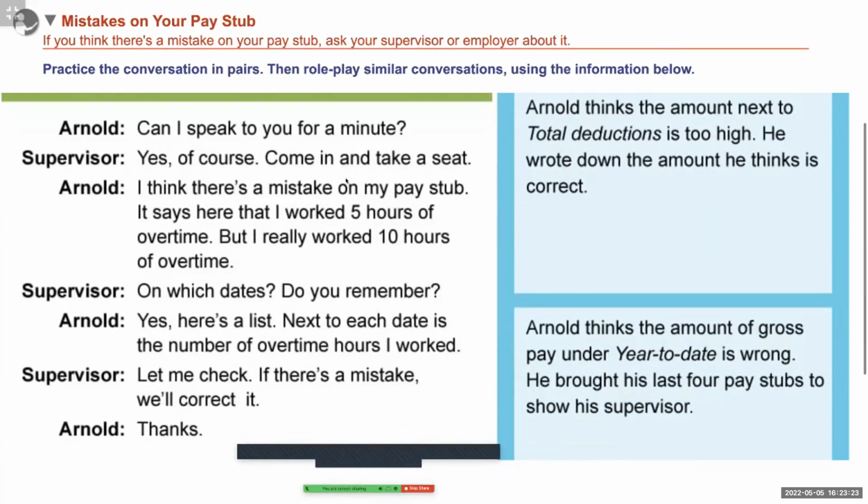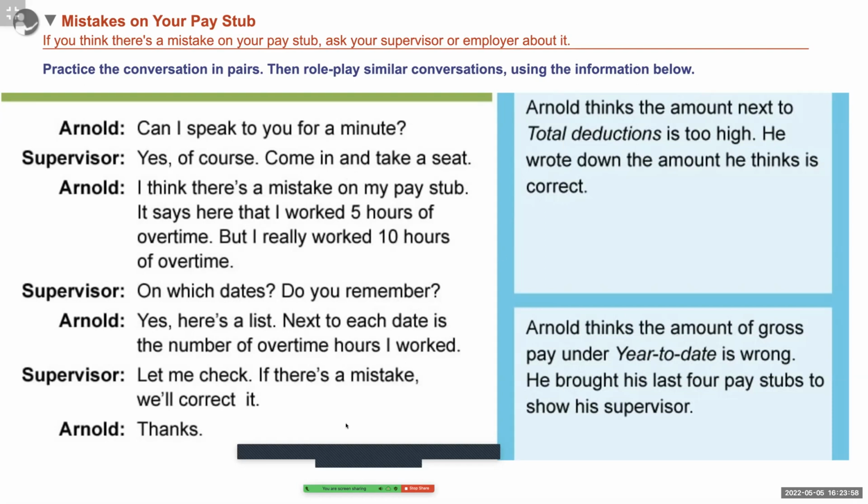Can I speak to you for a minute? Yes, of course. Come in and take a seat. I think there's a mistake on my pay stub. It says here that I worked 5 hours of overtime, but I really worked 10 hours of overtime. On which dates? Do you remember? Yes, here's a list. Next to each date is the number of overtime hours I worked. Let me check. If there's a mistake, we'll correct it. Thanks.